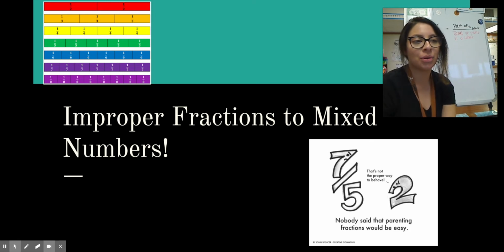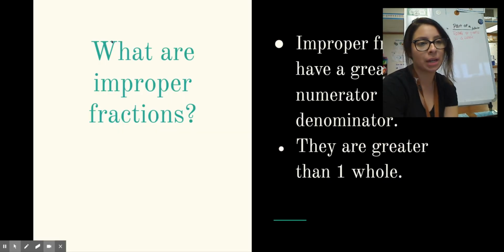And of course, we have our unit fractions up top, which if you don't know what unit fractions are, watch my other Back to Basics for Fractions video.